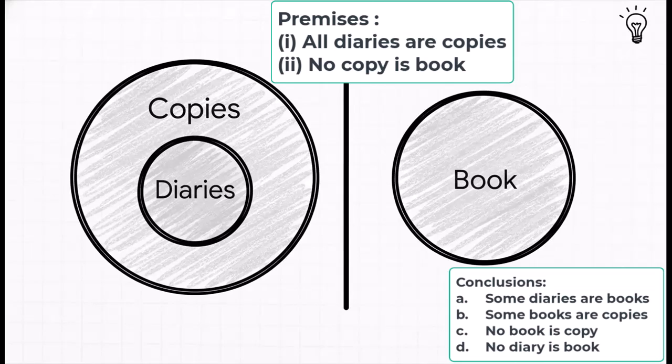So we draw the diary circle totally inside the copy circle, and then we draw the book circle completely separate from the copy circle. Now just look at the picture. It's so obvious. Since diaries is stuck inside copies and copies can't touch books, there's no way diaries can ever touch books either. So both of those conclusions, C and D, are visually, undeniably true.